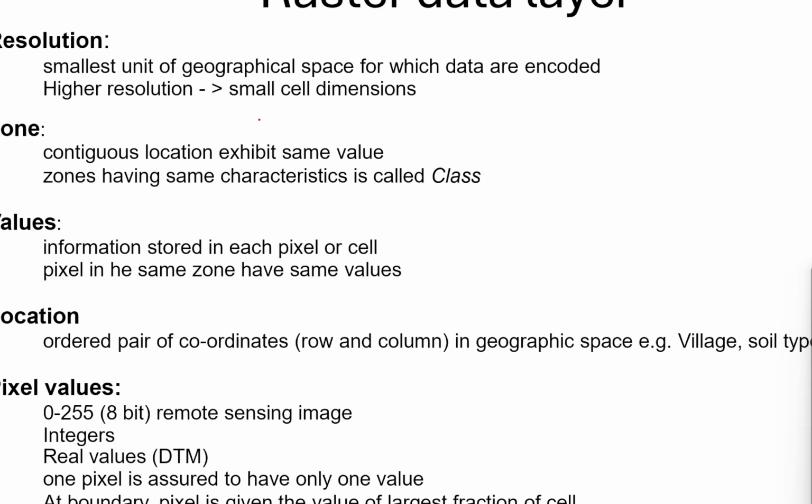Okay, now zone. We can divide the areas: if they have similar values, they can be divided into the same zone or same class. Then values: each pixel or each cell is going to have some value. And each cell will have a pair of latitude and longitude values, which will assign the geographic coordinate of that area. Okay, and then we also have pixel values.